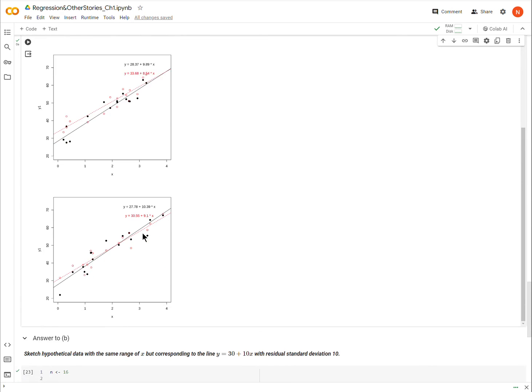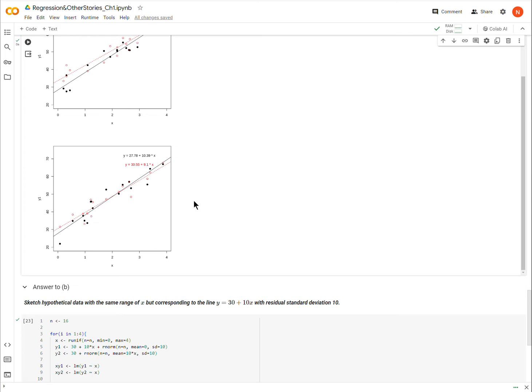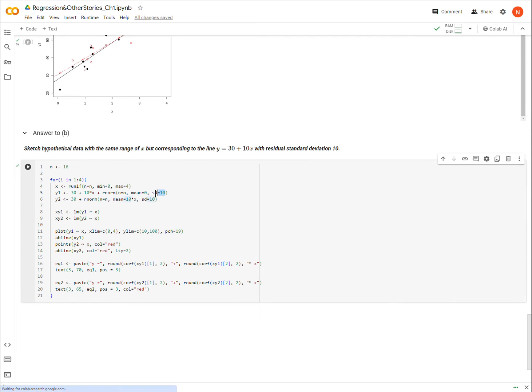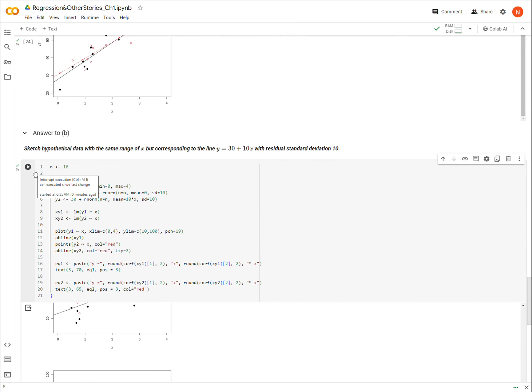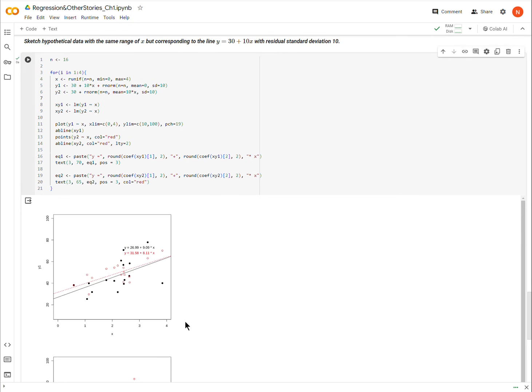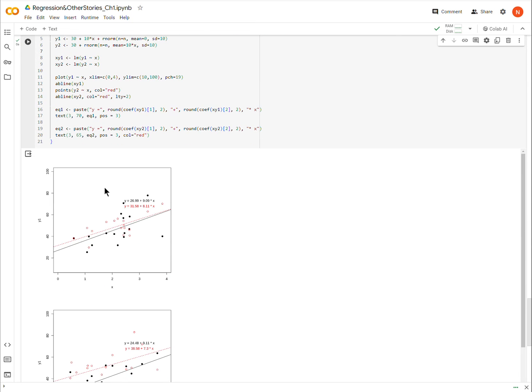Now next, we want to do the same thing, but with a standard deviation of 10. The code is basically identical, except now you'll notice that the standard deviation is 10. If we run this, we get our different plots. Let's scroll to the top here. Notice a couple of things.